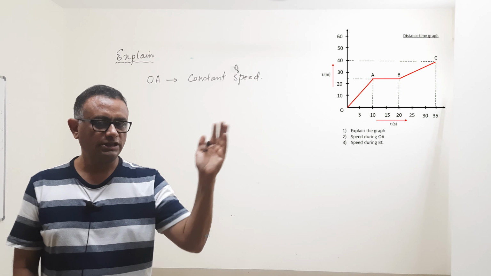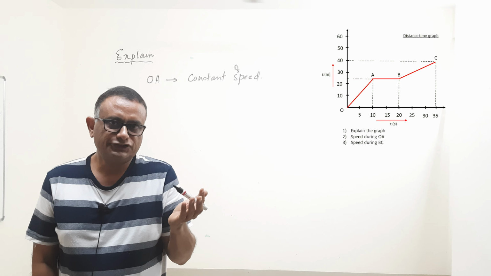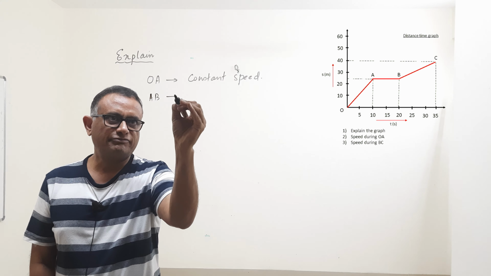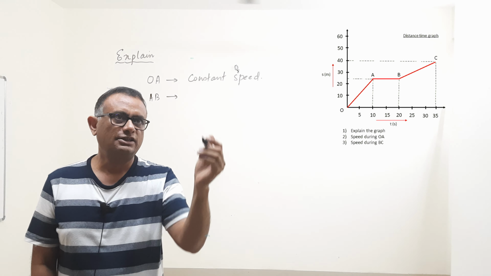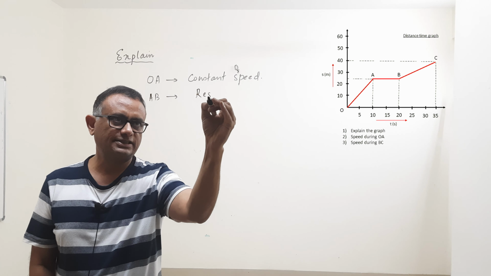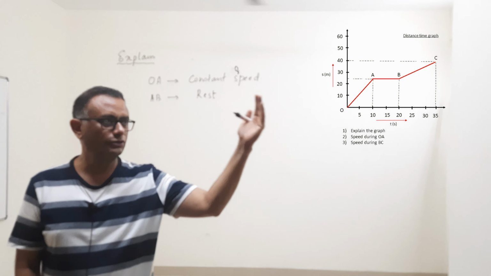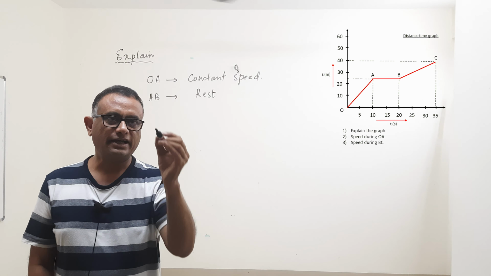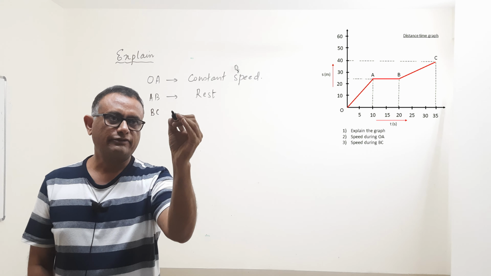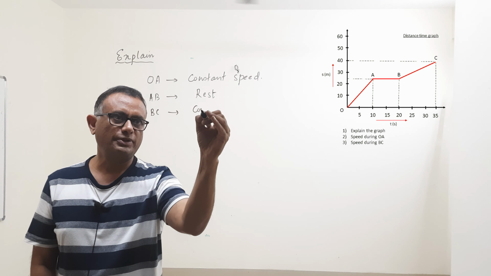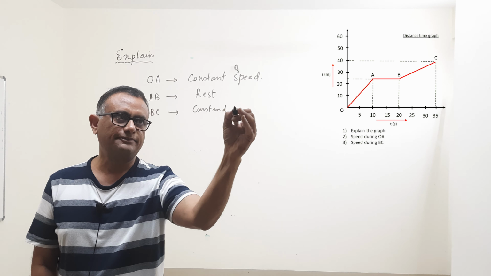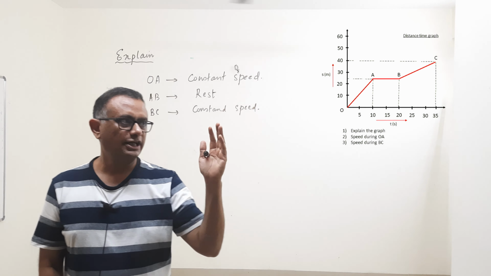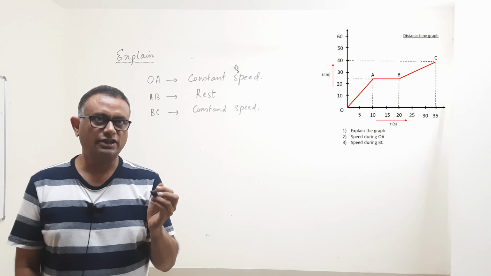So what about the section AB? AB is a horizontal line. So horizontal line in the distance time graph means that no distance is being traveled. That means the body is at rest, right? And once again, if you go to the section BC, it is again a line which is making an angle, and therefore BC is also going to be a constant speed line. So this is about the inference with respect to the graph, right?